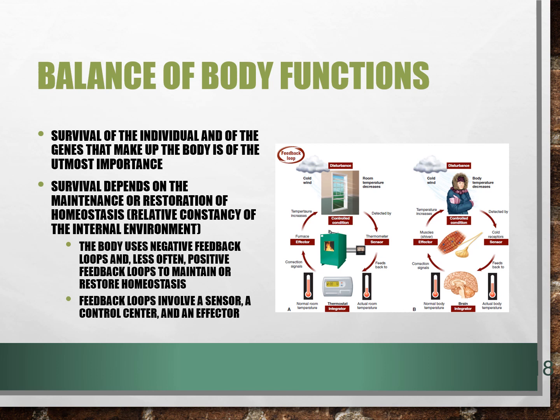Now, when we're talking about homeostasis, there's 2 types of mechanisms that the body uses to regulate and balance all of the functions that are occurring in the body. The first one is called a negative feedback loop. A negative feedback loop is similar to a thermostat in your house.